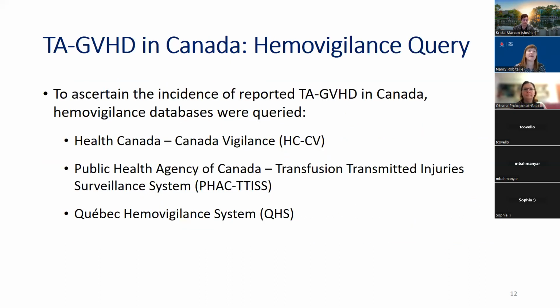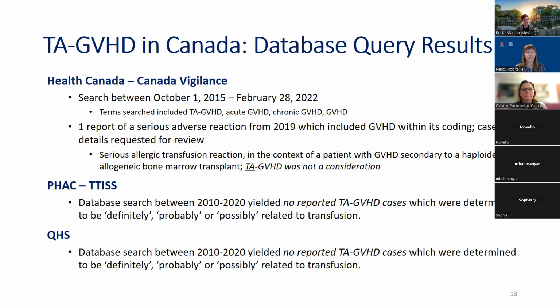Next slide. So during our work, we did a query of 3 hemovigilance systems in Canada to ascertain the incidence of transfusion-associated graft versus host disease. So we queried the Health Canada Vigilance, the PAC-TTIS database, as well as the Quebec hemovigilance system. In short, there were no cases of TA-GvHD reported in those 3 databases.